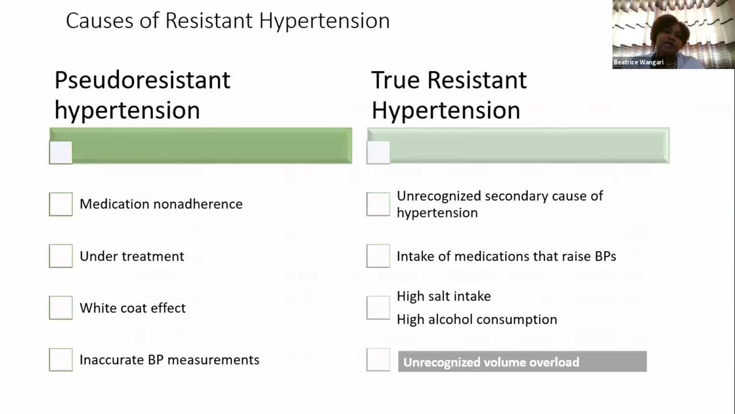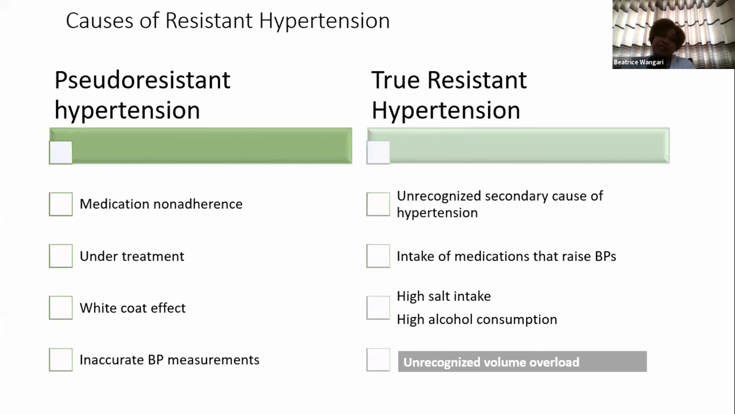You cannot ignore the aspect of pseudo-resistant hypertension, which is, like we said, basically because of non-adherence to medication, physicians under-treating the patients, the white coat effect, and inaccurate blood pressure measurements. But then you have the true resistant hypertension, where you have basically addressed all these effects, but your blood pressure still remains above goal.